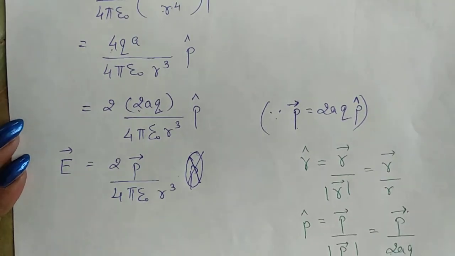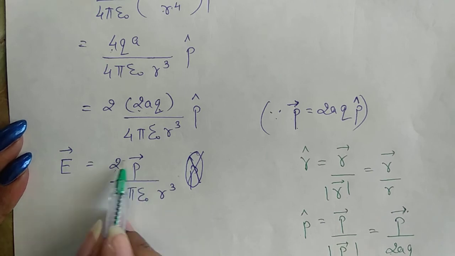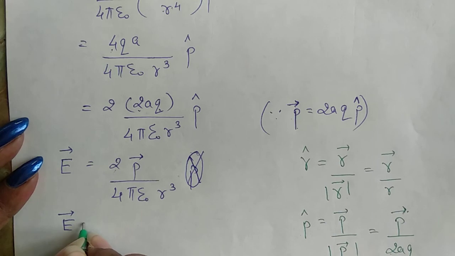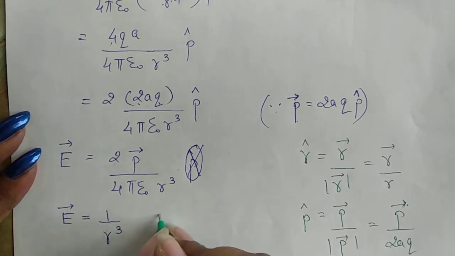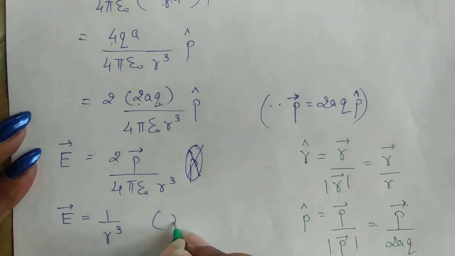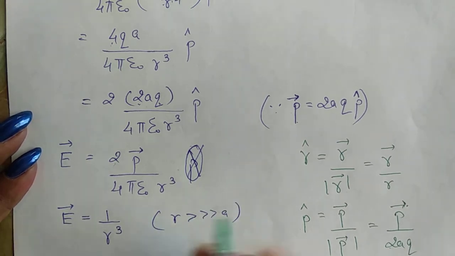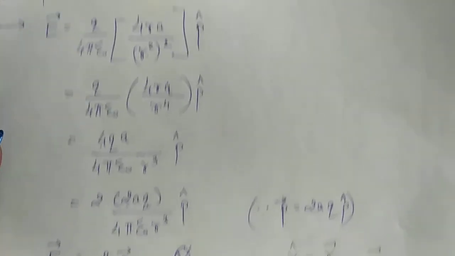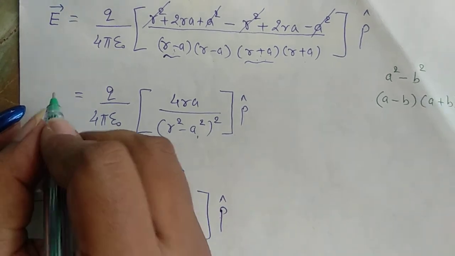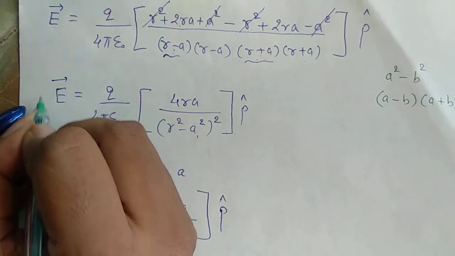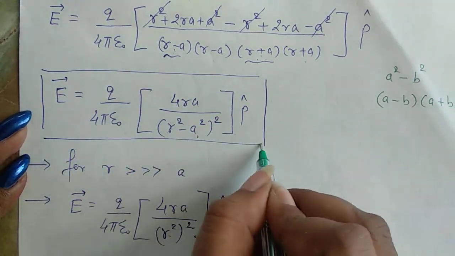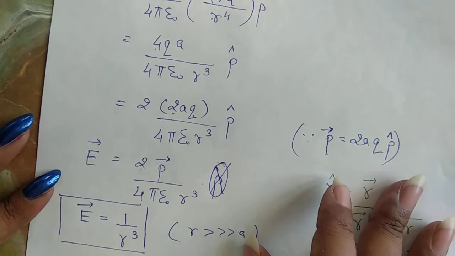Now if you see in this equation, all these quantities are constant. So I can say that the electric field is inversely proportional to r cube when r is very big than a. And the value of electric field at point P on the dipole axis was this much. So this was your derivation.